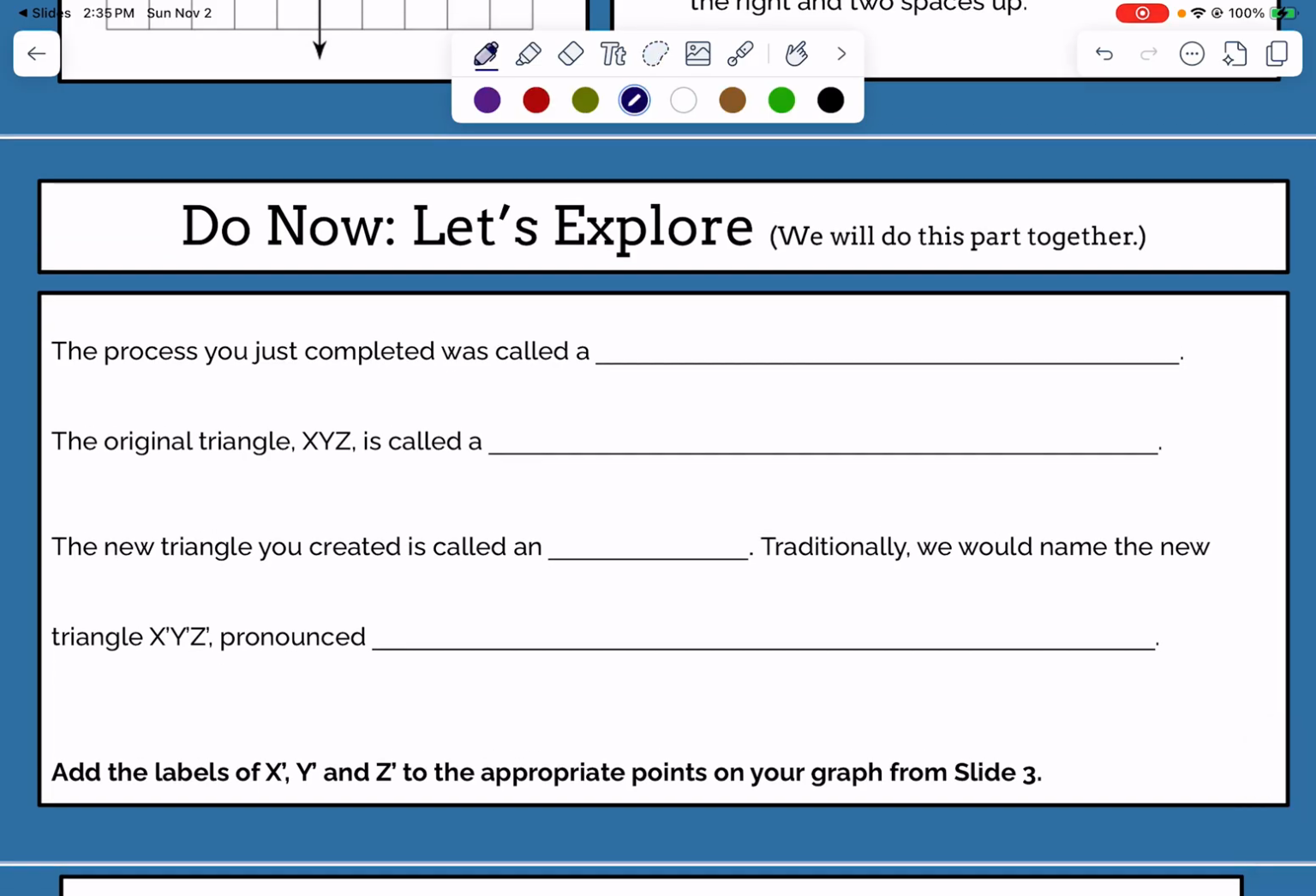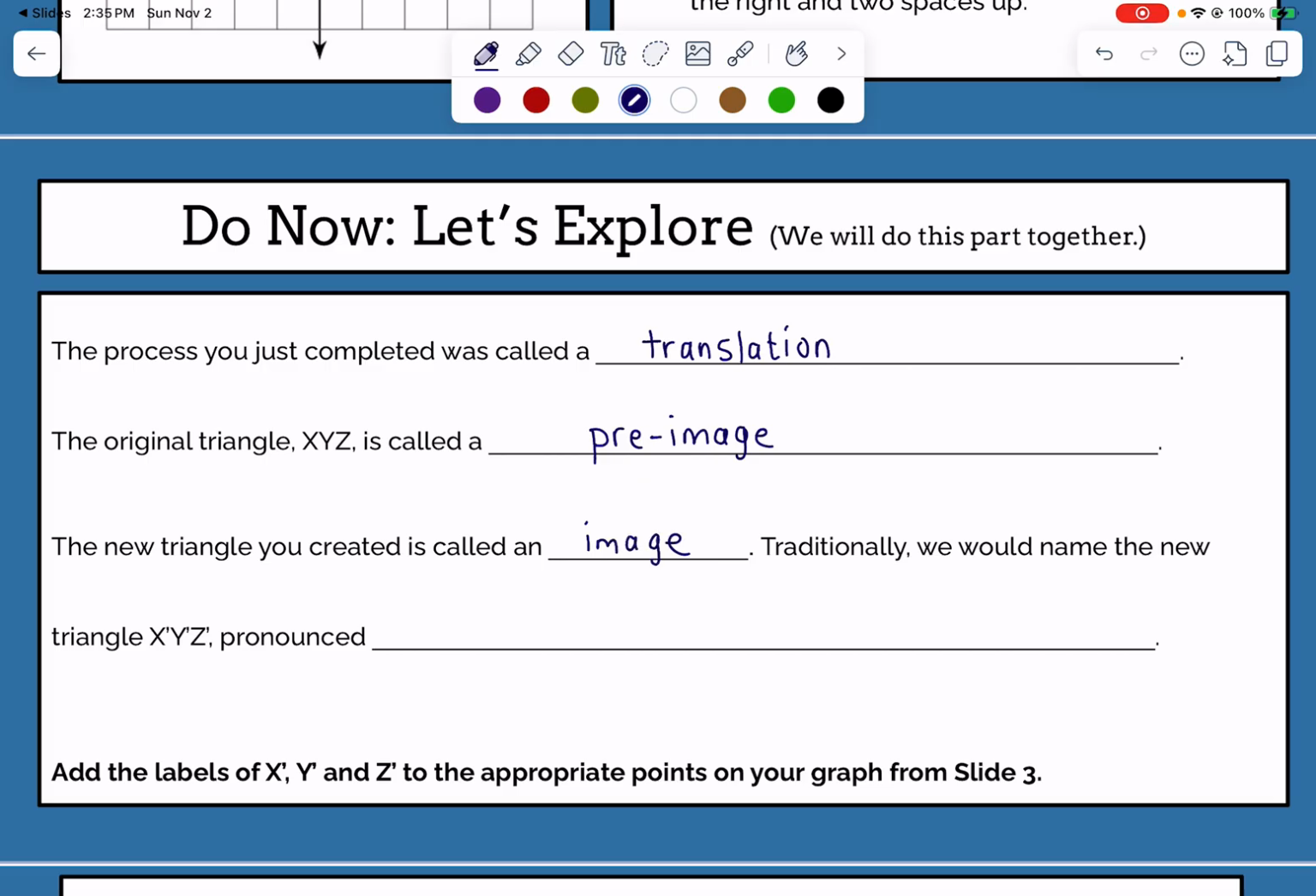The process we just did was called a translation. Our original triangle XYZ is called a pre-image. So if you've probably learned in English class, the prefix pre means before. So that's our sort of before image. And the new triangle, though, isn't called a post image. They just call that an image.